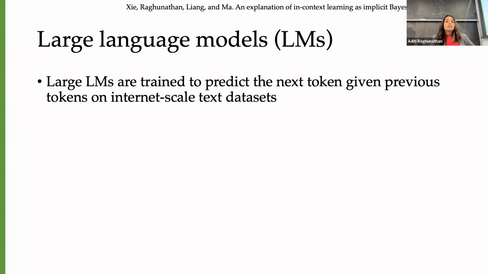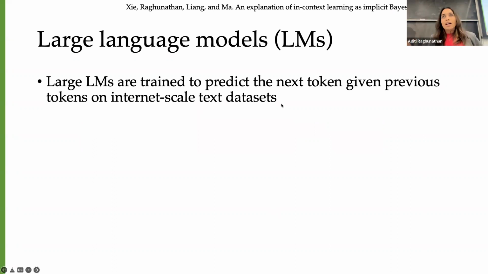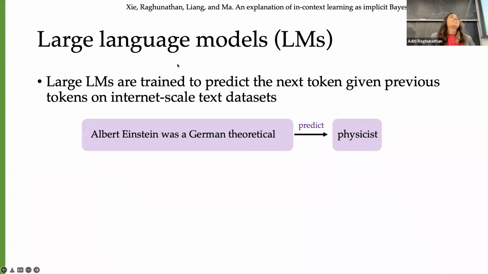Again, very quickly: large language models, as you've probably seen in your previous lectures, are trained to predict the next token given previous tokens on very large-scale datasets. When you train them to do this, they're good at completion. You can give a prompt and the language model will tell you what the next likely token is. For example, if you give it "Albert Einstein was a German theoretical", the next token would be "physicist". So this is what large language models are trained to do, and here's an example of what they can do.